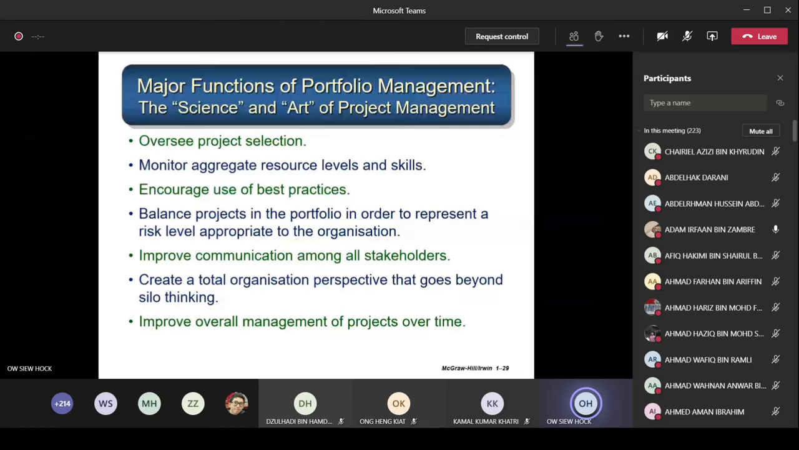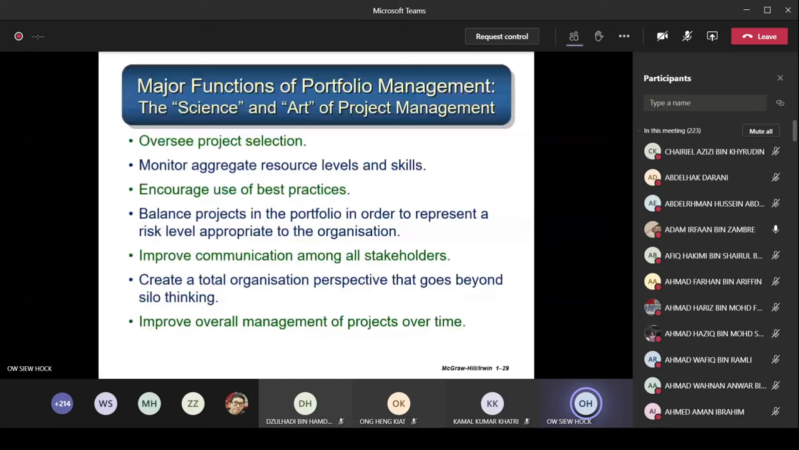Next, you improve communication among all stakeholders. Every project has stakeholders. This kind of science and art: the science aspect, and the art aspect is actually the soft skill, how you deal and communicate with the stakeholders. Let's say in your system development, halfway through, the stakeholders come to you and say, I want to change some of the system requirements. How are you going to communicate with them, telling them, okay, I allow you to change, or I don't allow you to change? From this, you can apply the science and the art aspect to manage and deal with the stakeholders.